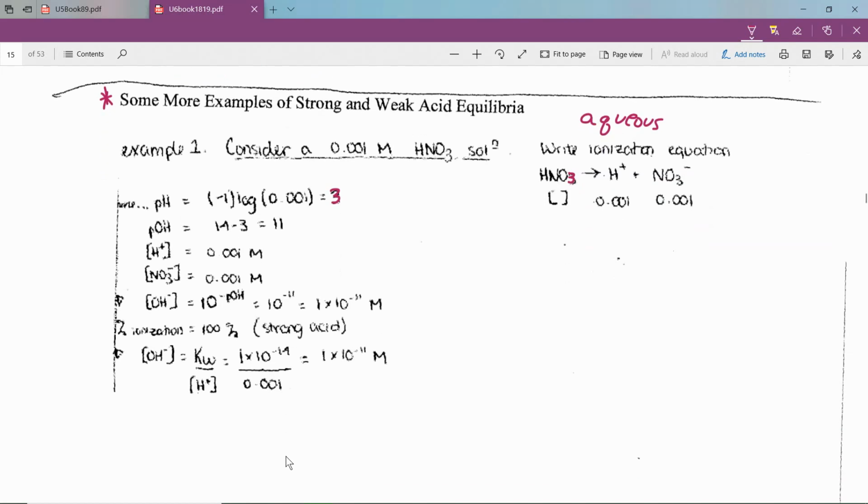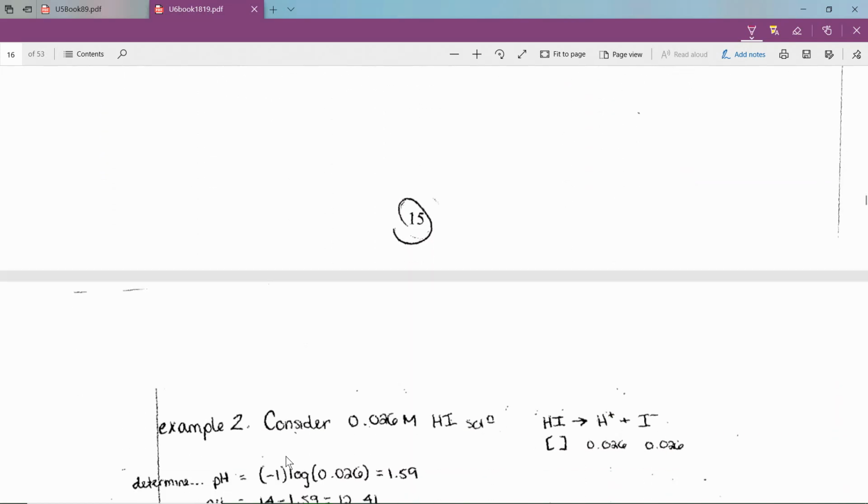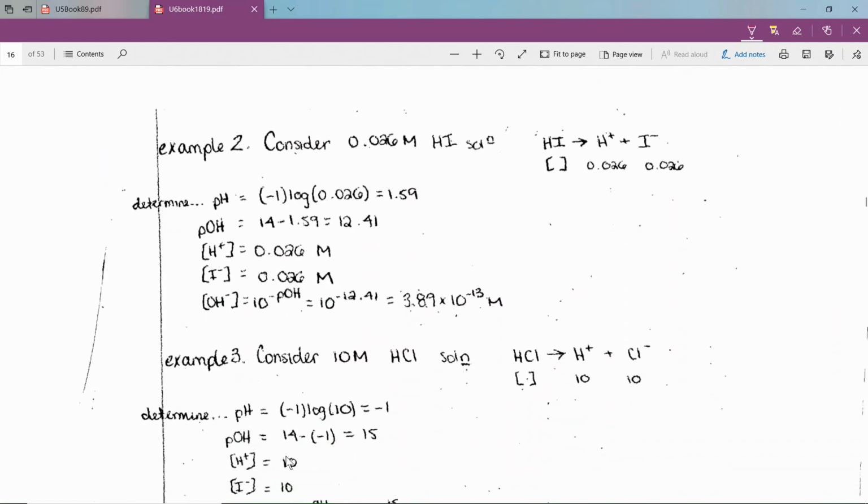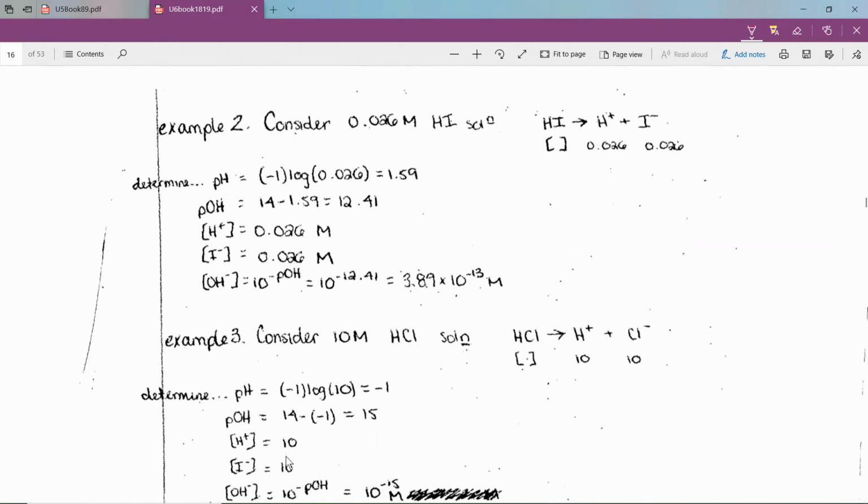So let's jump to the next one on page 16. And here we're going to have example 2, HI, which is hydroiodic acid, ionization equation. HI goes to H+ plus I-. You prepared a 0.026 molar HI solution, so at equilibrium you'll have 0.026 molar of H+ and 0.026 molar of I-.